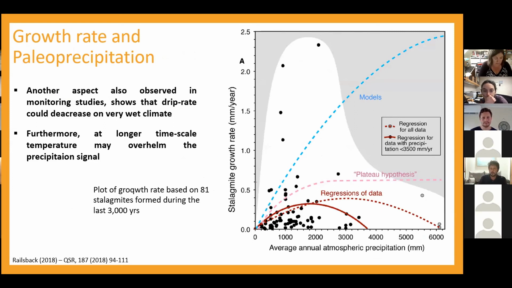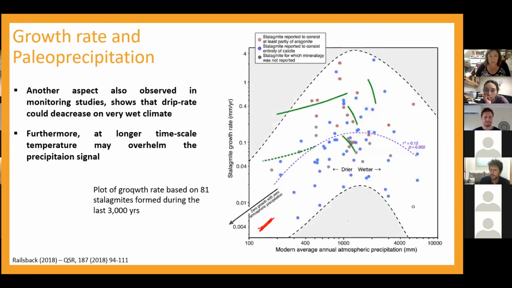So in the same work, Railsback compares the relationship between the speleothem growth rates from these different sites and the mean annual precipitation of the area. A linear relationship tends to appear here, but as we go to very rainy areas, there is almost no relationship among them.